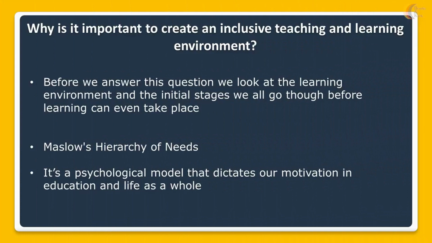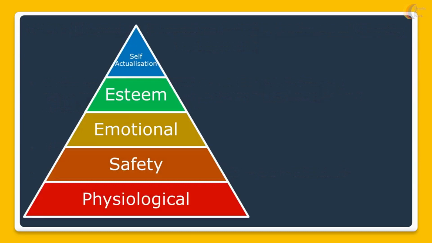The theory that we're going to look at is Maslow's hierarchy of needs. This is a psychological model that dictates our motivation in education and life as a whole. Okay, this is what the hierarchy looks like. The most primitive requirement for all of us is a physiological need.